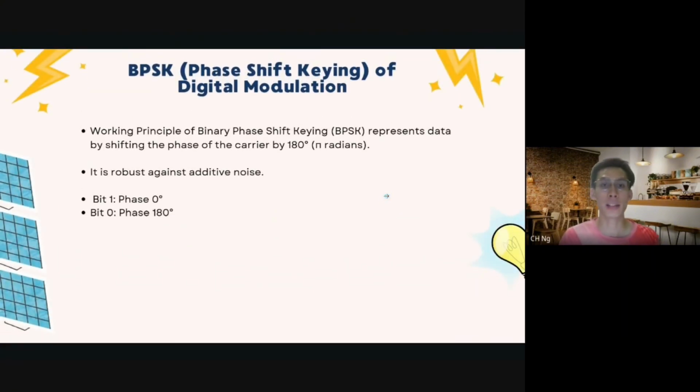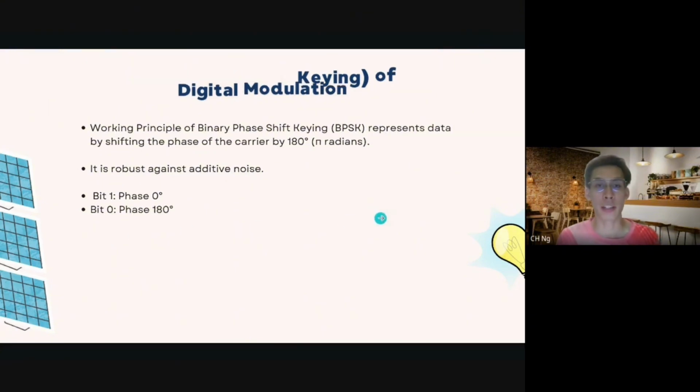So let's talk about another digital modulation, which is BPSK. BPSK represents data by shifting the phase of the carrier by 180 degrees. It is robust against additive noise, where bit 1 is phase 0, and bit 0 is phase 180 degrees.